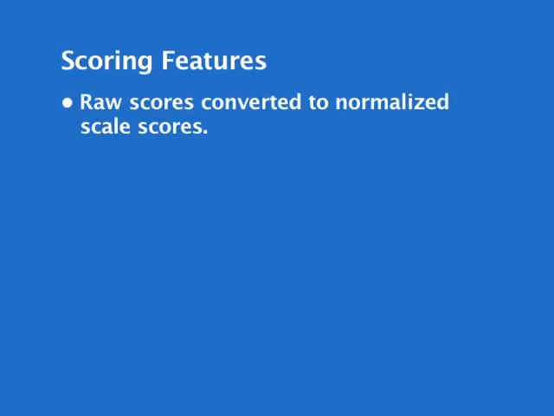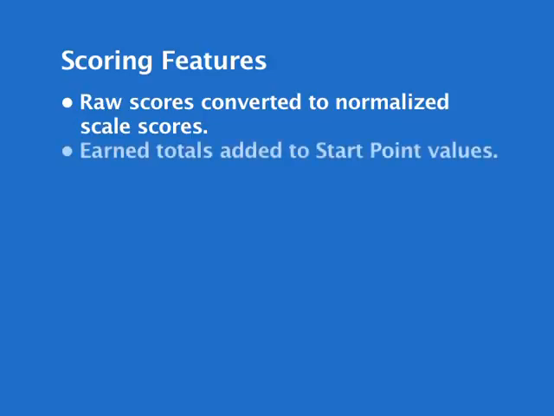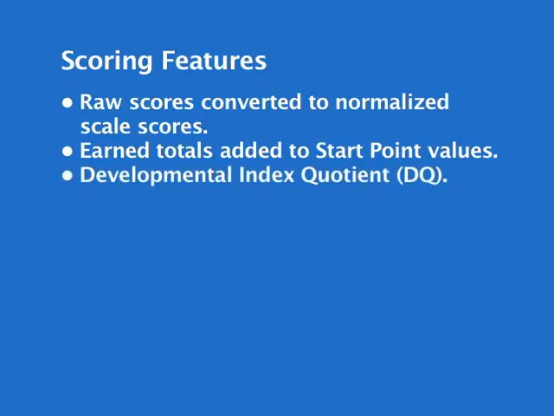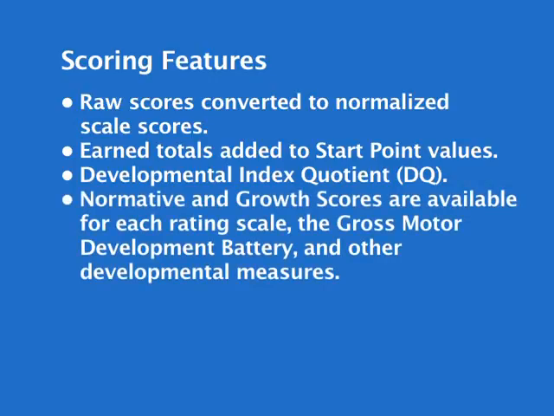Raw scores on all cognitive battery scales and the rating scales are converted to normalized scale scores. Raw scores on the cognitive battery are calculated by adding the earned cognitive totals from items actually administered, plus the start point values from credits given for items prior to the starting point. A developmental index quotient, DQ, with mean of 100 and standard deviation of 15, is derived from the raw scores. Normative and gross scores are also available for each rating scale, the gross motor development battery, and other developmental measures administered by the examiner or completed by the parent or guardian.